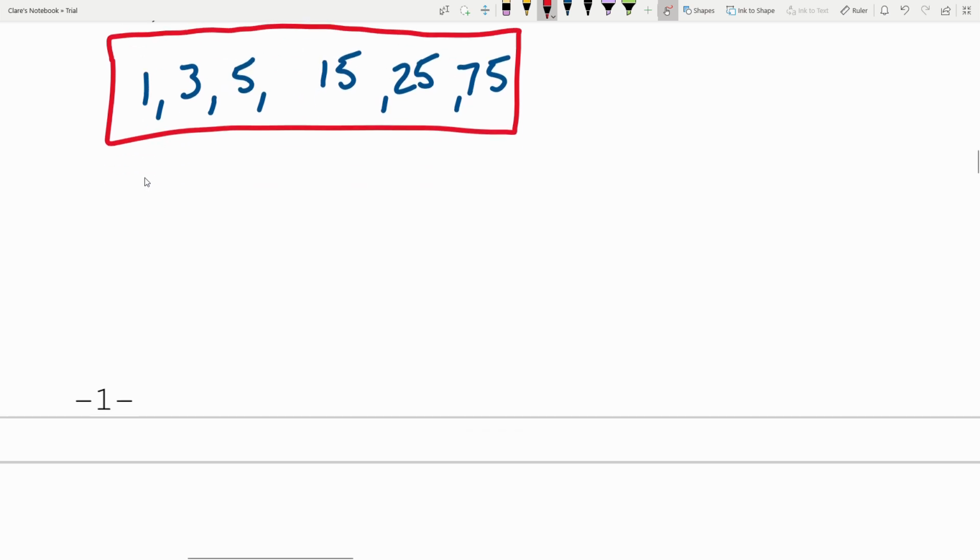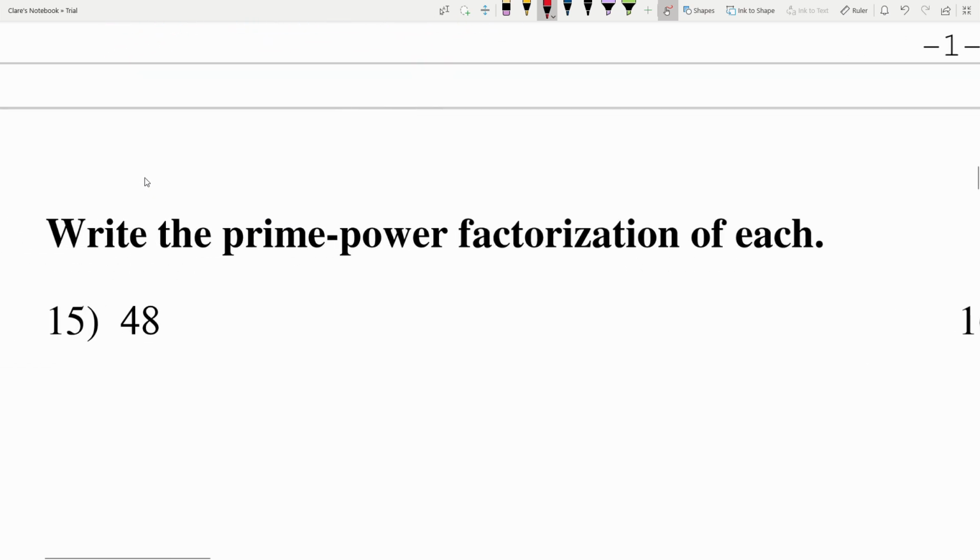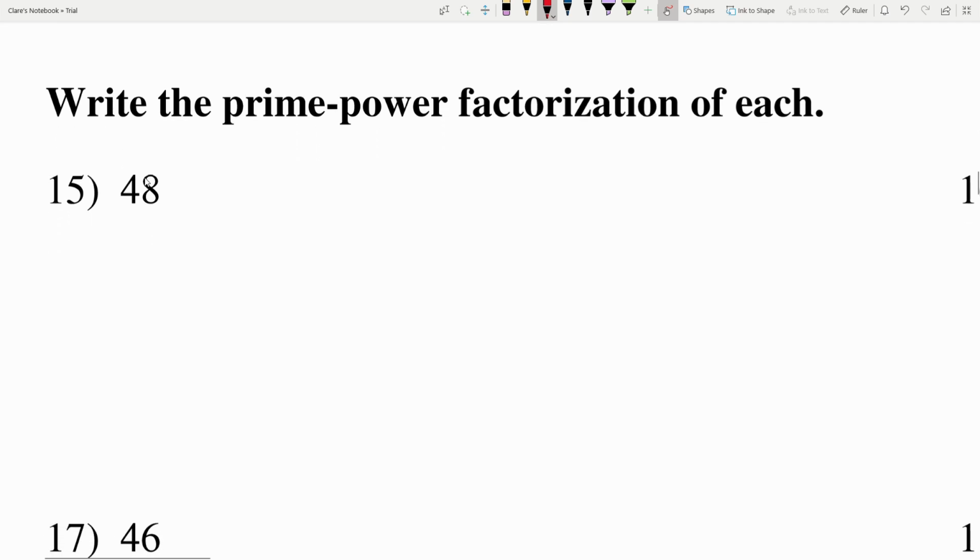Now continuing on to the next page, our directions are to write the prime power factorization of each. Now, what exactly is the prime power factorization? Well, basically what we're going to do is break this number up into things that multiply into it, but we're only going to have prime numbers written that multiply to give us 48. So right away, what two numbers multiply to give us 48? That's a 1 and 48, but that won't help us because 1 isn't prime and neither is 48.